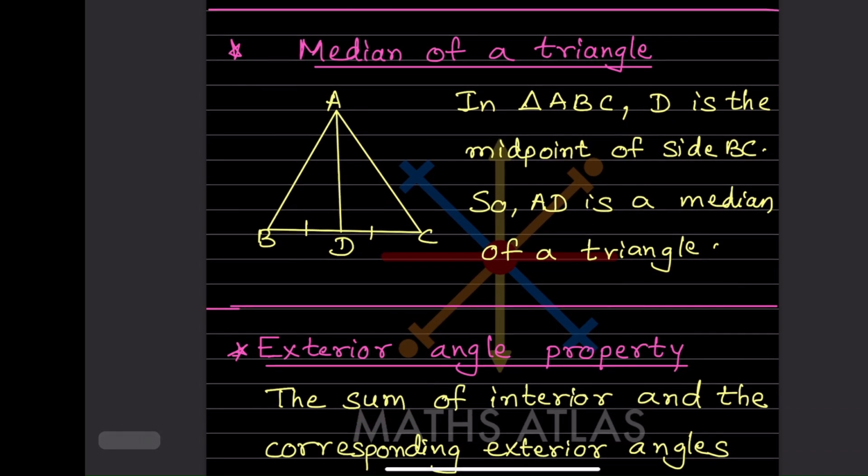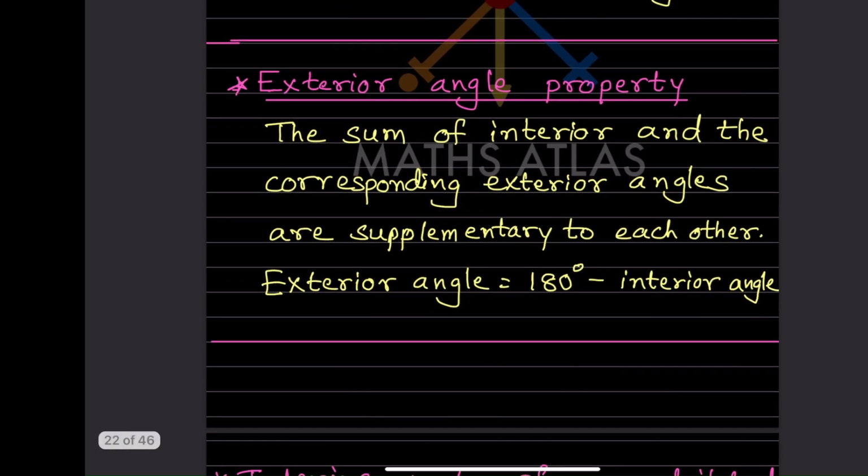Then the median of a triangle. This is a triangle and this is the median drawn. Again you can see these both sides are equal. So in triangle ABC, D is the midpoint of BC, so we can say AD is the median of the triangle. And from here to here, we can take this midpoint again, or we can say BD is equal to DC. Both are the same.